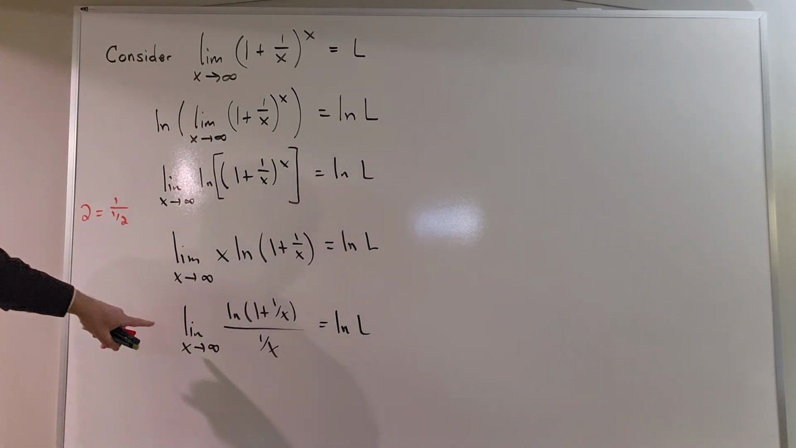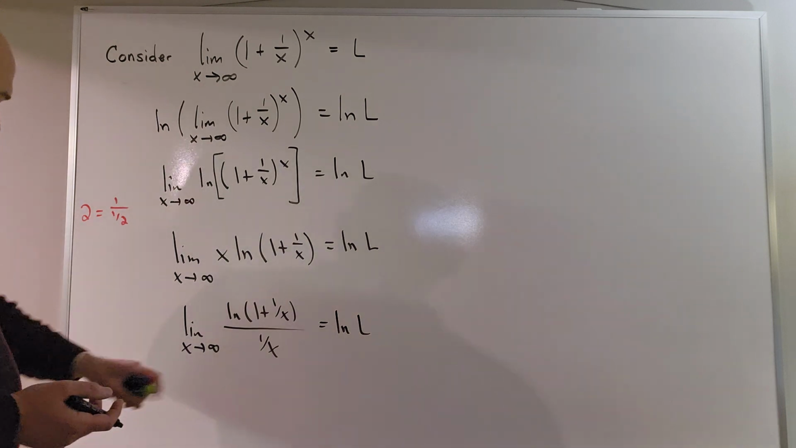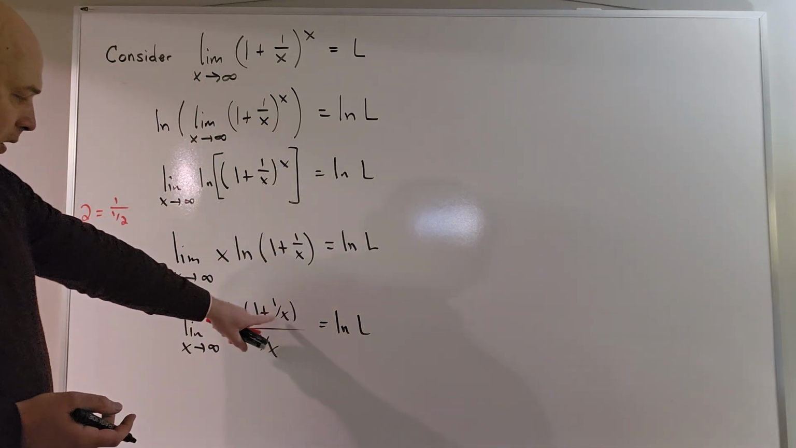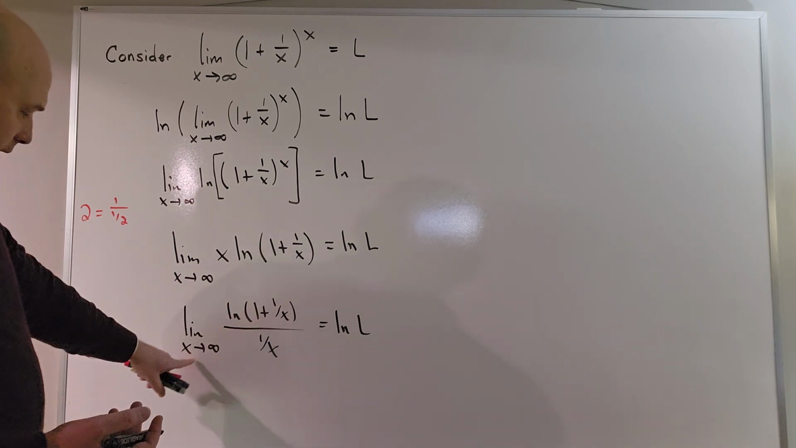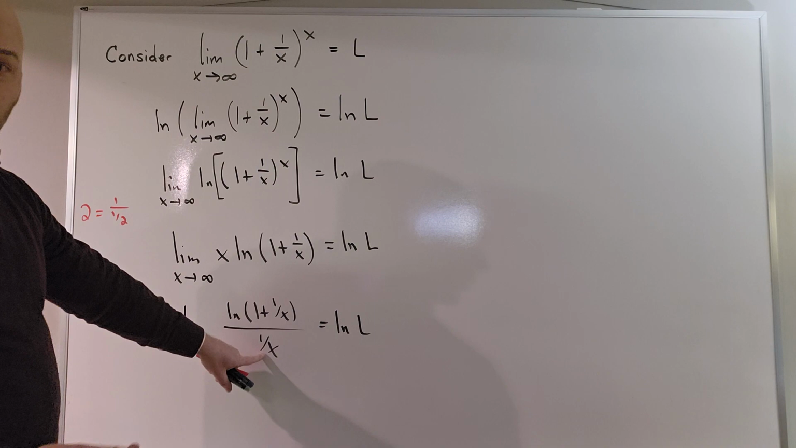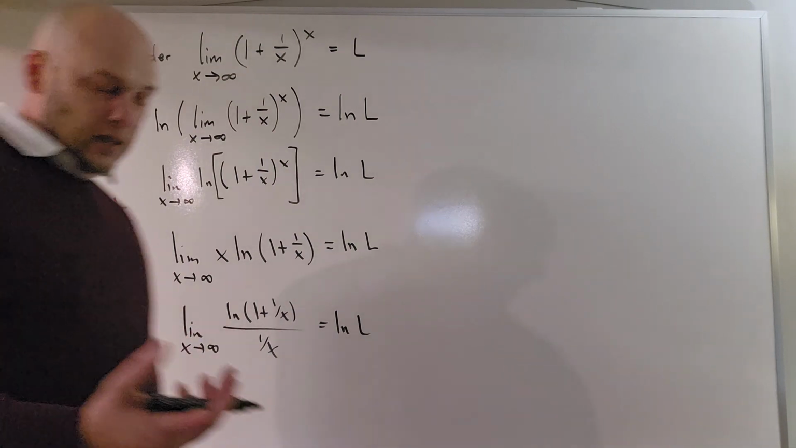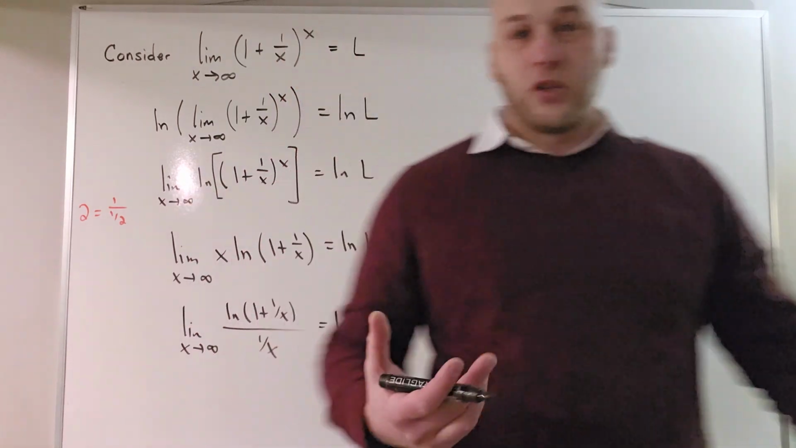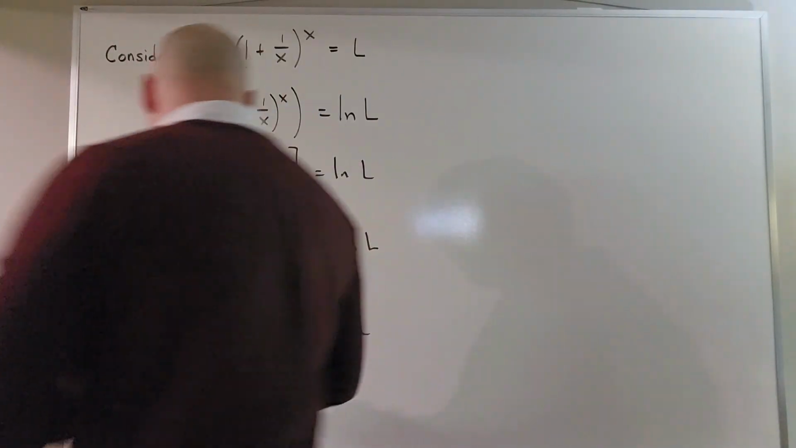Now let's look at this limit here. Does this have an indeterminate form for which L'Hopital's rule would apply? As x goes to infinity, 1 over x goes to 0, natural log of 1 is 0. As x goes to infinity, 1 over x goes to 0. So this has indeterminate form 0 over 0, meaning I can use L'Hopital's rule, differentiating the top and the bottom independently, and then taking the limit of the corresponding result.